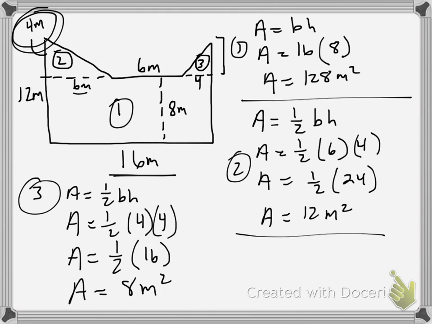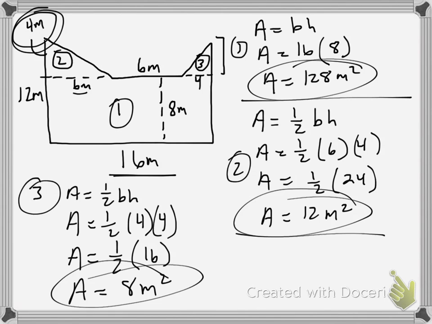So now to get the area of the whole thing, I just need to add up the 3 areas that I have figured out so far. When I look at these, the easiest one for me to add first would be the 12 and the 8, because I know that 12 plus 8 is 20. And then 128 plus 20 is 148. So there is my final answer. The area of the whole shape is 148 meters squared.